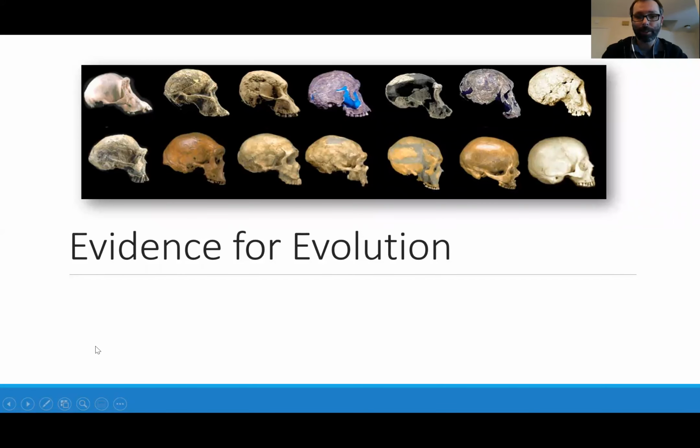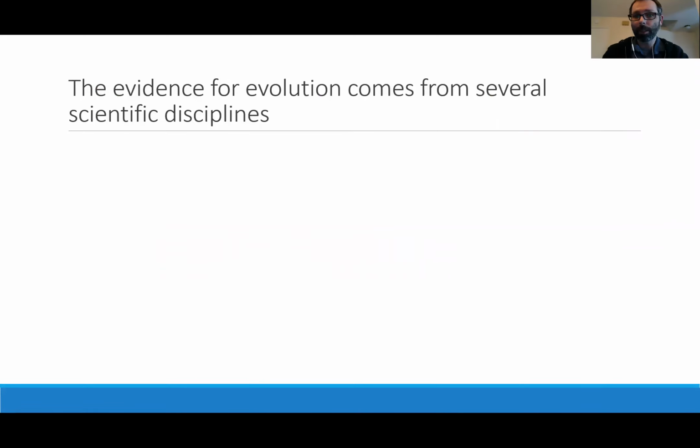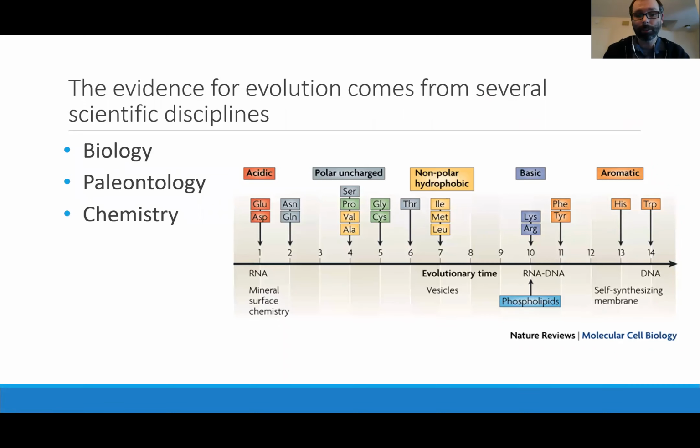All right, here we are for another biology video. And as you can see, this one is going to be, again, about the evidence for evolution. The evidence for evolution comes from several different scientific disciplines. Biology, of course, because we're learning about biology. Paleontology, which is fossils, which is actually the main topic for this particular video. Of course, there's a lot of evidence from those two disciplines, but there's also evidence from chemistry.